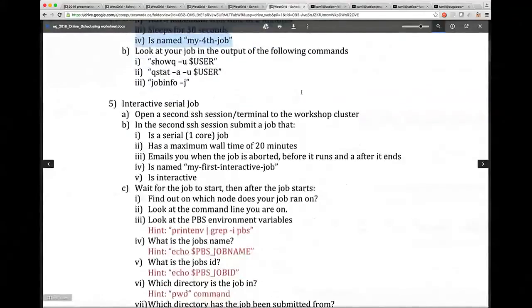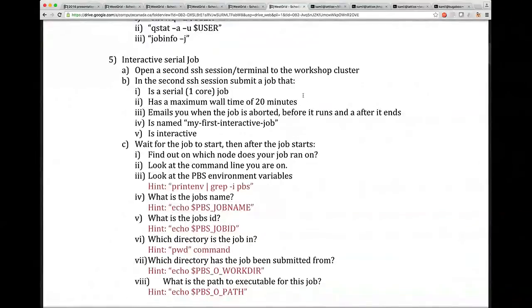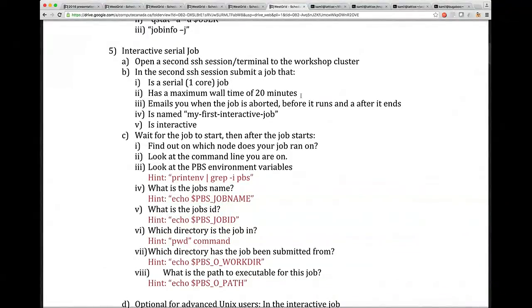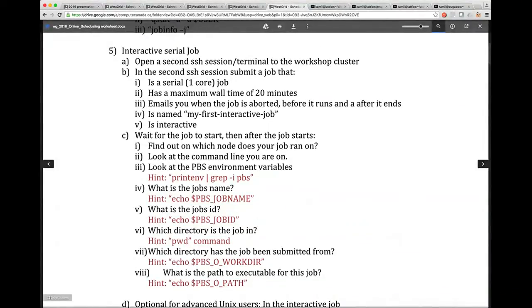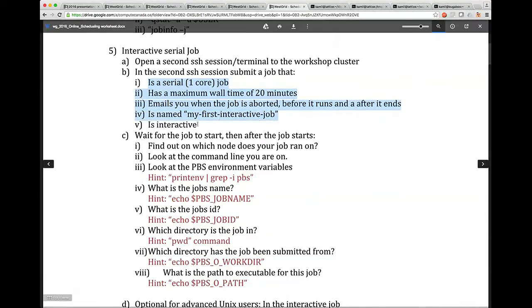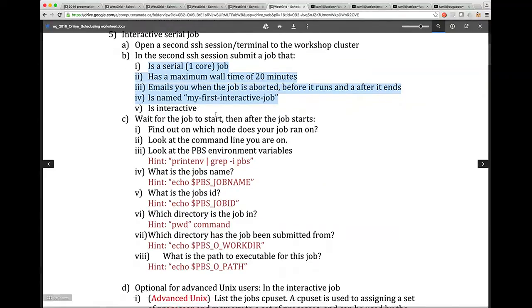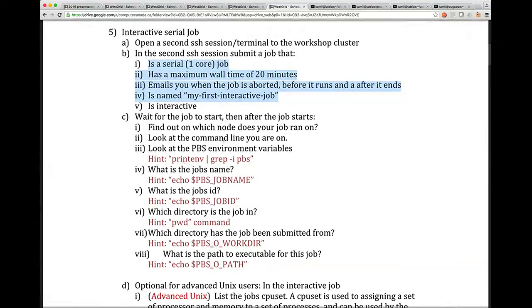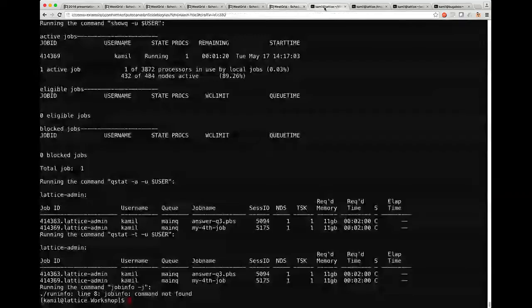So now we're going to come up to our big interactive job. In here, we're going to run a job that asks for a serial core, one core, has a maximum wall time of 20 minutes, emails you when it's aborted, before it runs and after it ends, is named my first interactive job, and is interactive. And once it starts running, we're going to be asked to run a whole bunch of stuff. Okay?